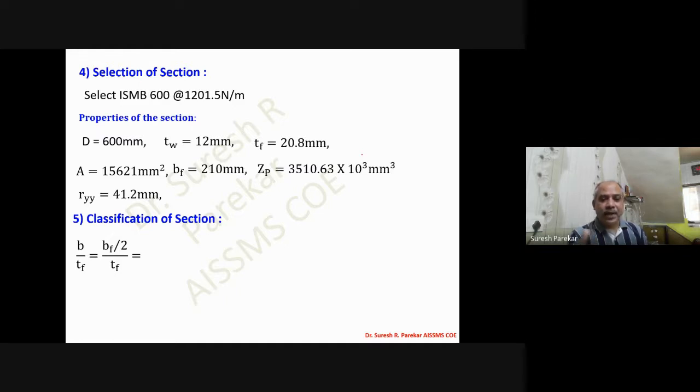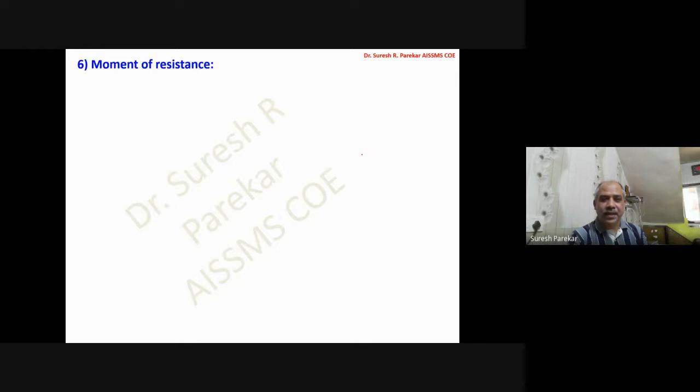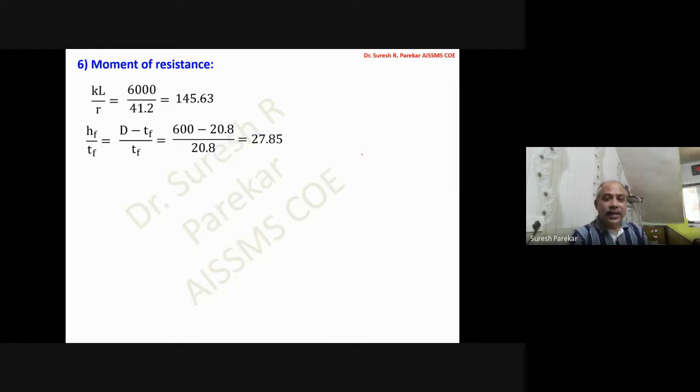Then b upon tf, we have this value less than 9.4, d by tw less than 84, beta B is 1, plus your plastic section. Now you can tentatively calculate this. So we have 145. By section, I need not go for the whole calculations. Tentatively, we can have KL upon r, hf upon tf, and then we can consider slightly lower side values, and from that I can directly calculate, and then I can check whatever FBD we are getting, whether my value will be satisfied. All these steps are actually difficult to repeat again in a competitive examination.